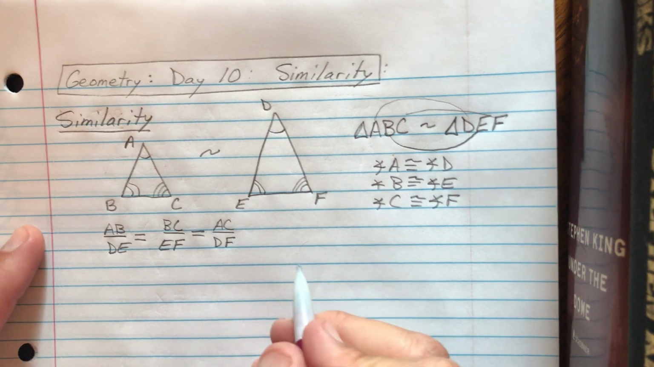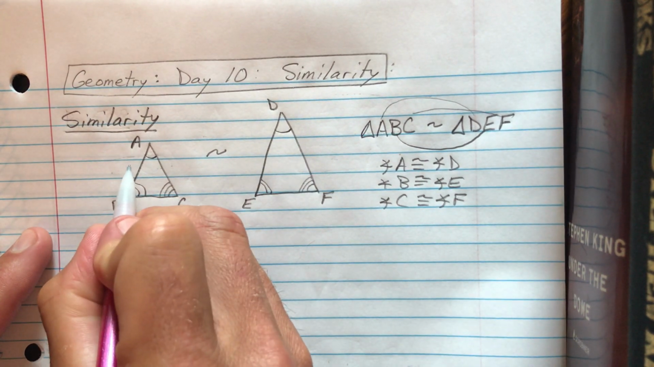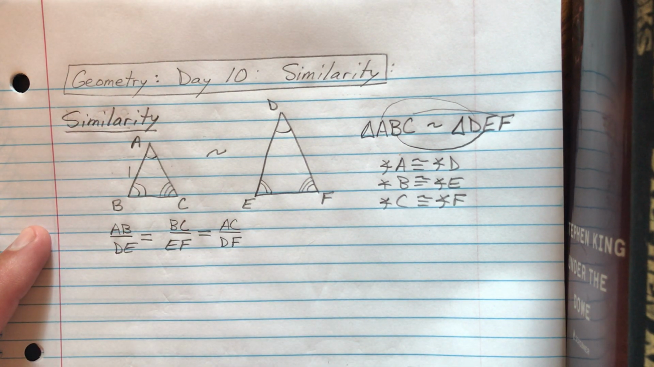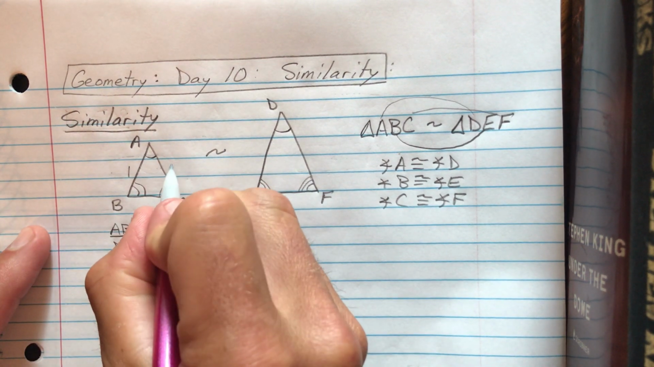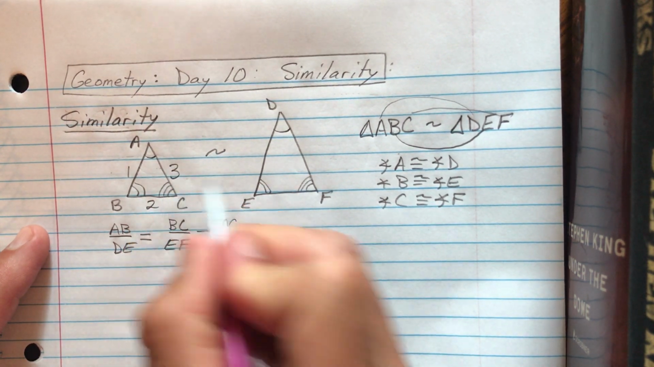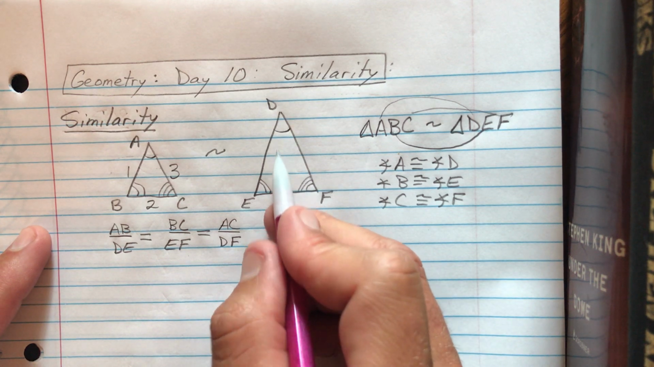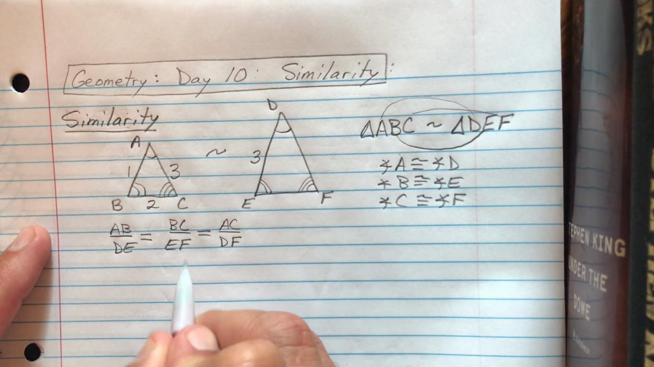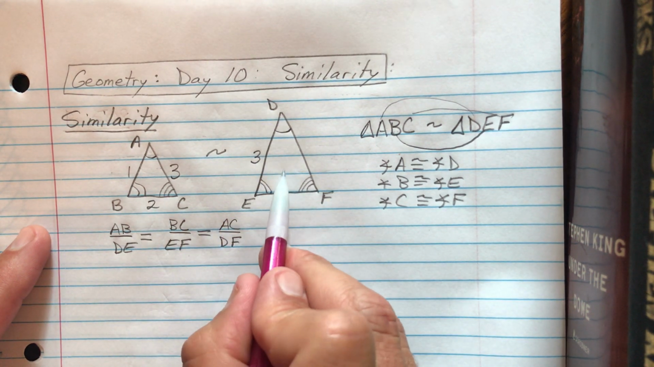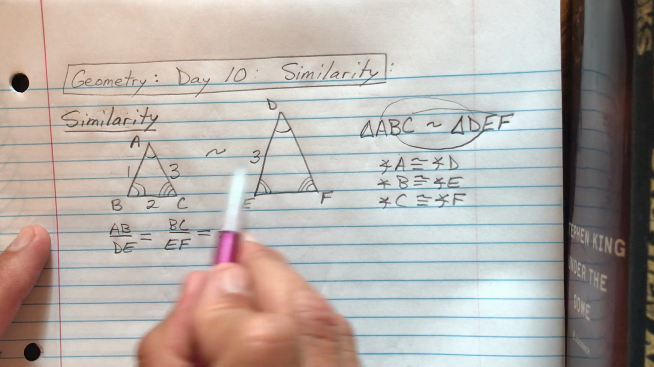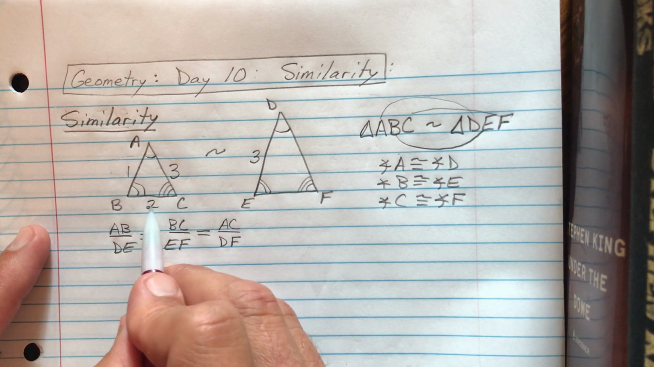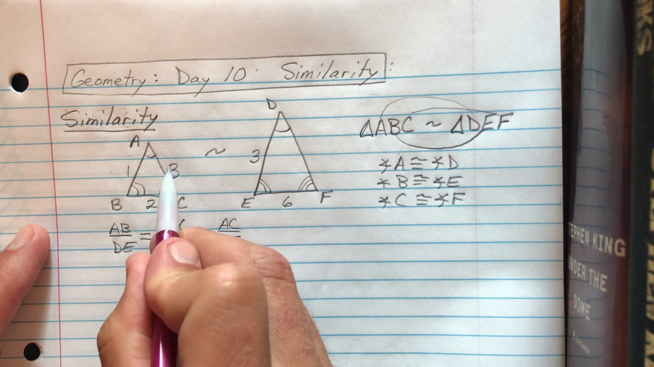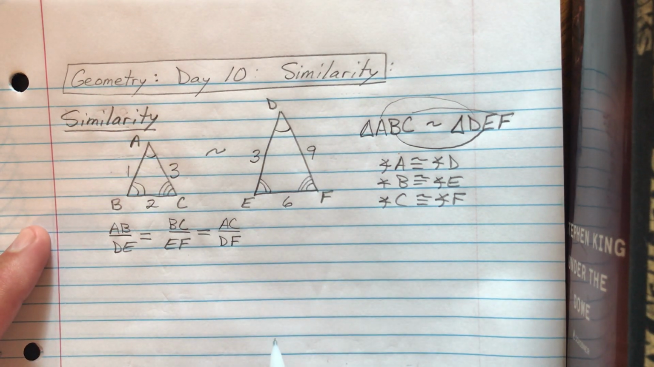What that means is, let me use some numbers to make it easier. What if the sides of ABC were 1, 2, and 3? The other triangle, DEF, would be proportional. So for example, if DE was 3, all the sides of triangle DEF would be 3 times as large, because 3 is 3 times 1. So if BC is 2, EF would be 6. And if AC is 3, DF would be 9.